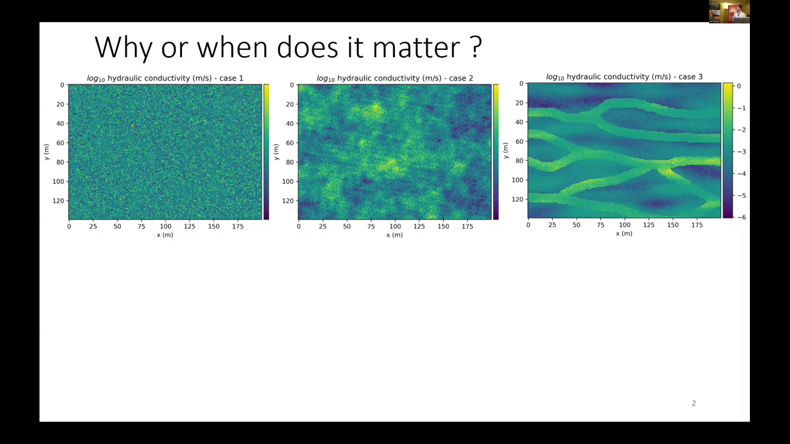And on the right side, we have some kind of very organized patterns. We've got some channels with higher hydraulic conductivity properties and a matrix that presents lower hydraulic conductivity. So why does it matter to characterize these patterns and recognize them?